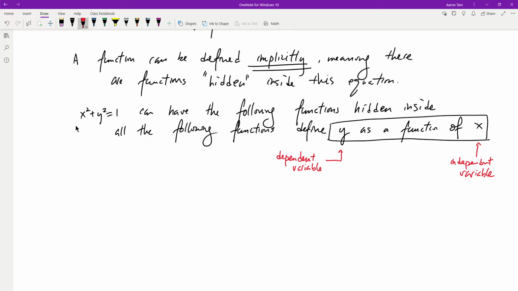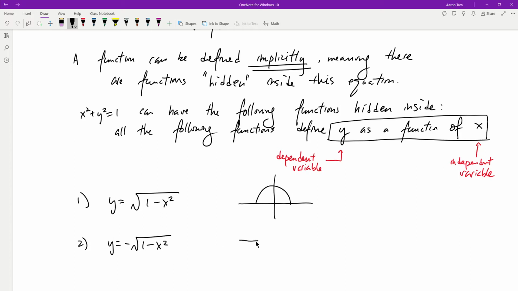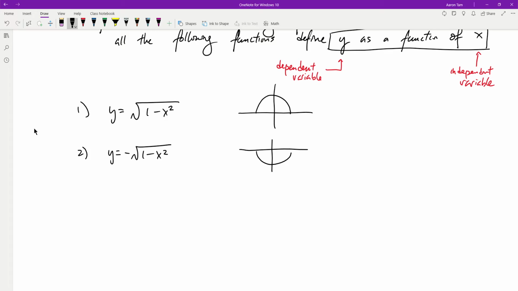So what are the functions that are hidden inside this circle? Well, simple. Number one, we have this equation that will represent the top half of the semicircle, which, as you can see, passes the vertical line test. A second function, how about the bottom half of the semicircle? That would also satisfy the vertical line test.